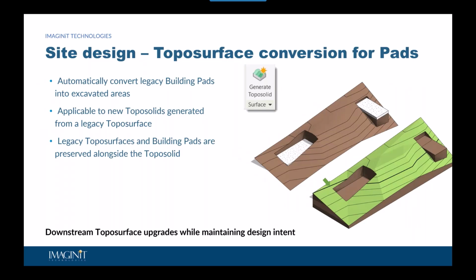Going into the new massing and site features for site design, to recap, in Revit 2024, we saw the shift from using Topo surfaces to Topo solids. Revit 2025 has reintroduced some support for using legacy Topo surfaces. When working with legacy files containing Topo surfaces and building pads, converting the Topo surface into a Topo solid retains the building pads as excavated areas on the Topo solid. The legacy Topo surfaces and building pads are preserved alongside the Topo solid. You can control its visibility under the topography category.